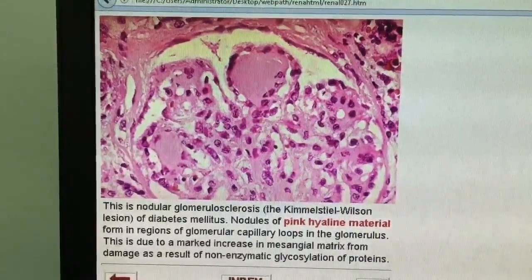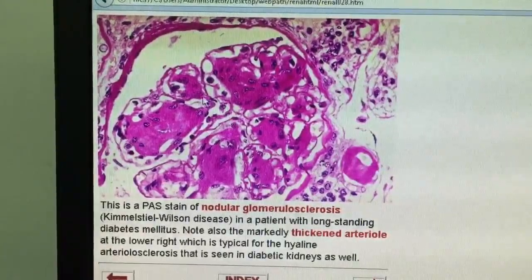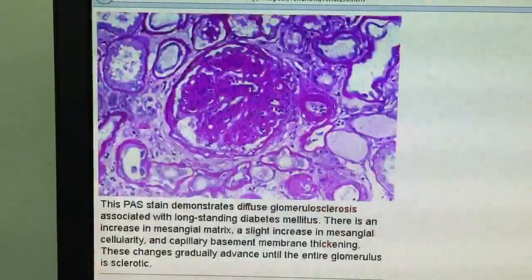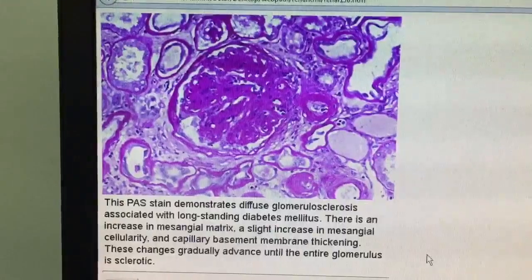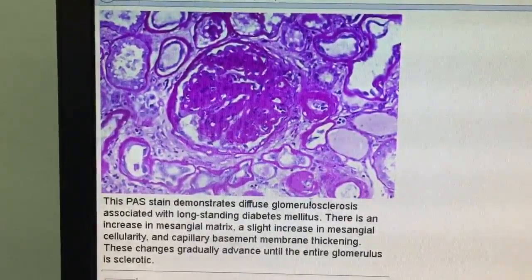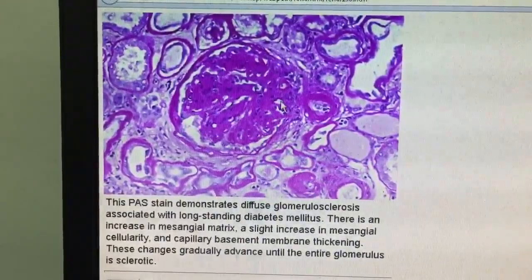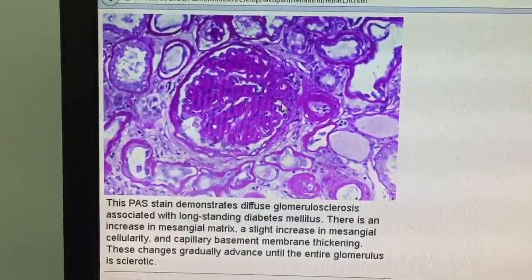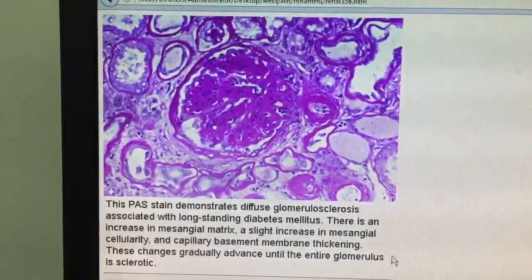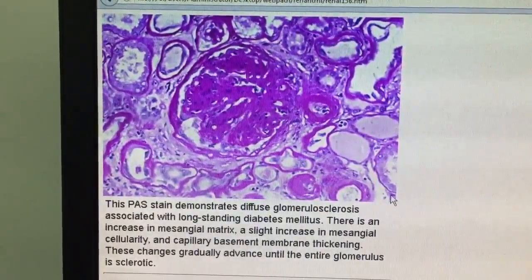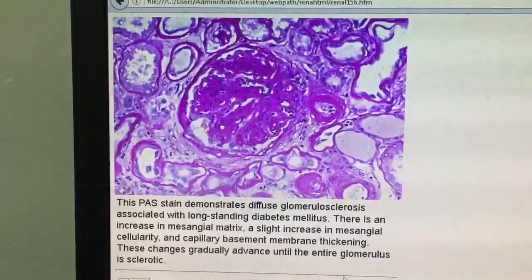Materials within the mesangial matrix can be highlighted by the use of PAS stain. Glomerulosclerosis might be diffuse rather than nodular in pattern. In diffuse glomerulosclerosis, the basement membrane will be thickened throughout the glomerular tuft with widespread expansion of the mesangial matrix. It has the same mechanism and pathogenesis as the Kimmelstiel-Wilson nodule or nodular glomerulosclerosis, but the extent of involvement is wider.